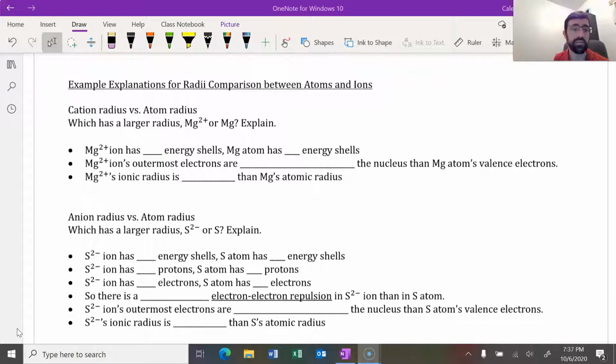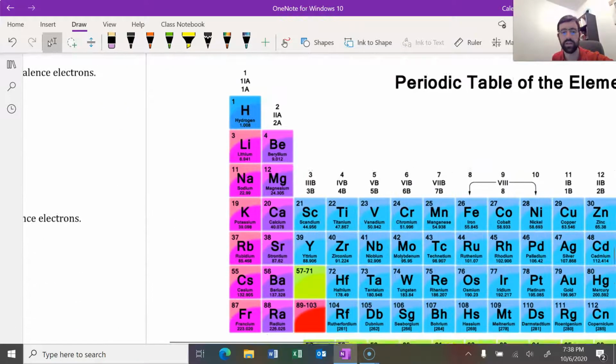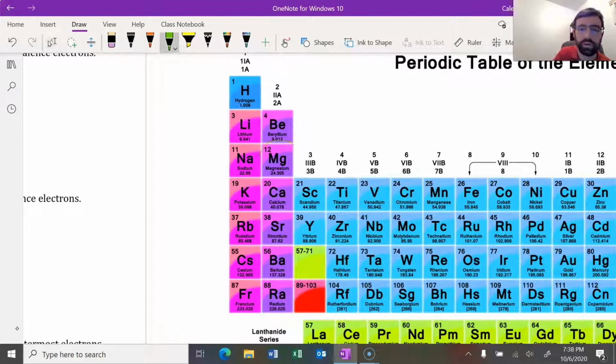So our cation versus atom radius, we've got an example here. Which has a larger radius, Mg2+ or Mg? And then we want to explain why. So let's look at magnesium and Mg2+. So Mg is right here, of course. It's in the third energy level. And if we were to give away 2 electrons, so it would be Mg2+, it would no longer be in the third energy level, it would be in the second energy level.